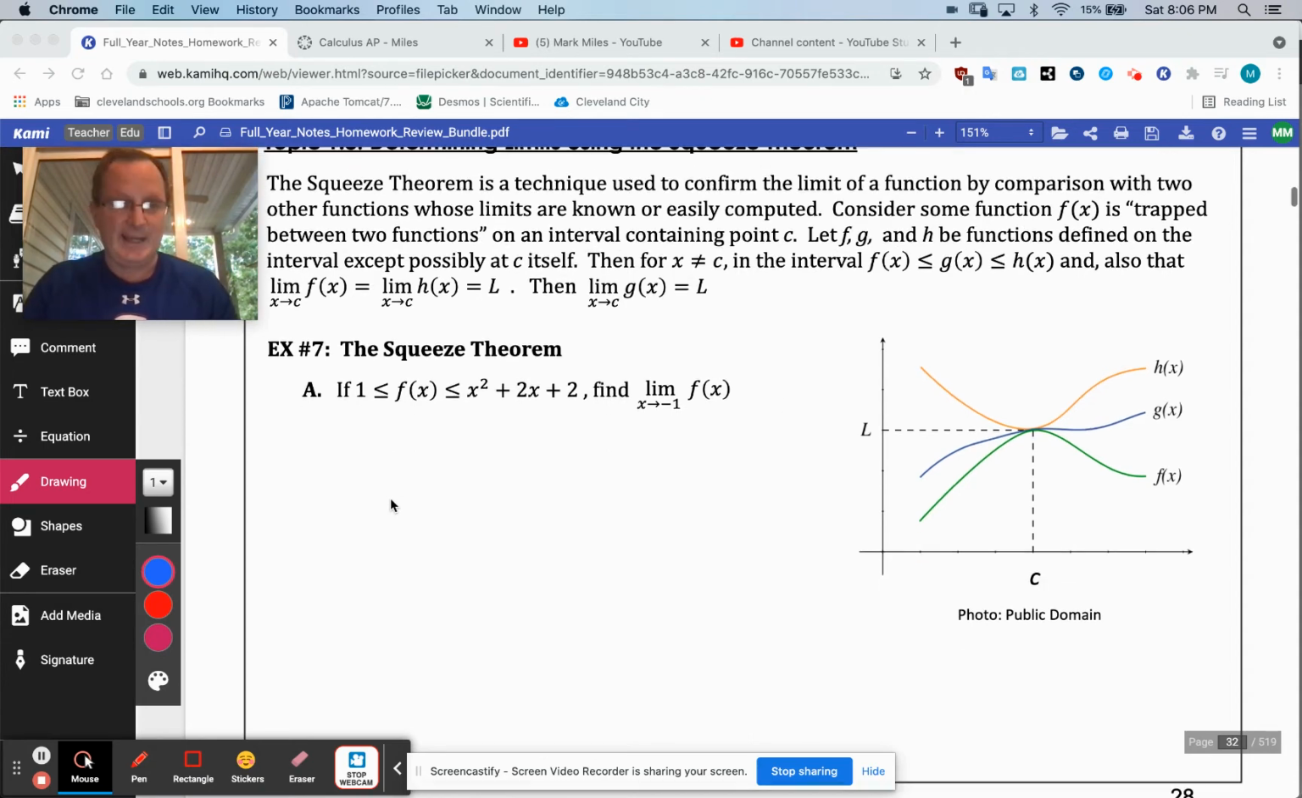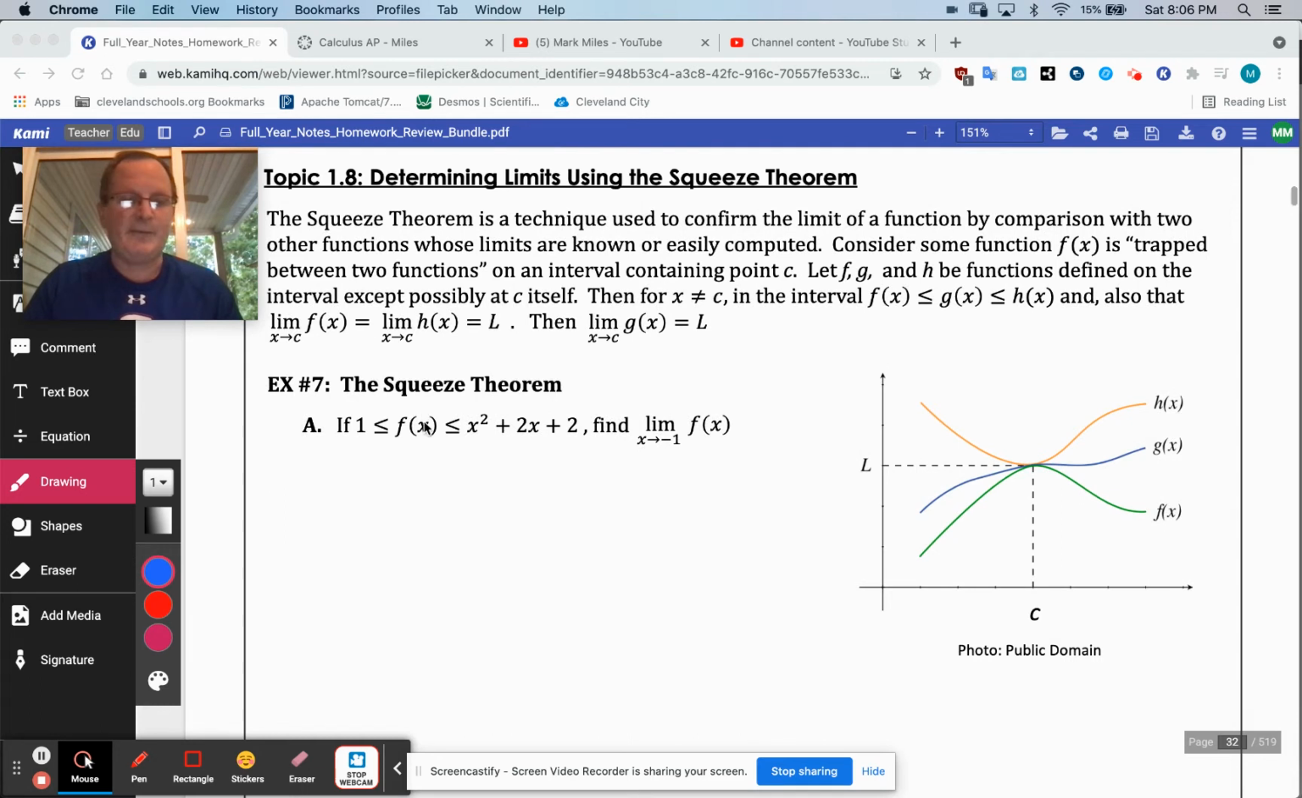So example A then. It says f of x is always between 1, which is just a horizontal line, it's always 1, and x squared plus 2x plus 2. Of course, x squared plus 2x plus 2 is not always equal to 1. So what do they ask? What happens to f of x if it's always in between those two, and if 1 and x squared plus 2x plus 2 are the same at this moment? Well, that's what we've got to find out.